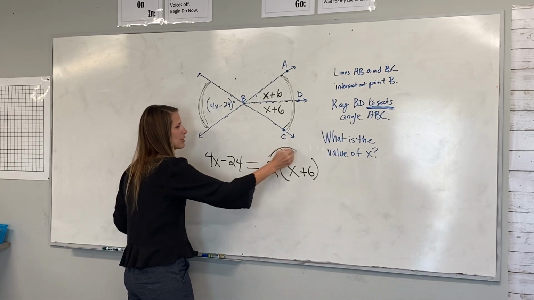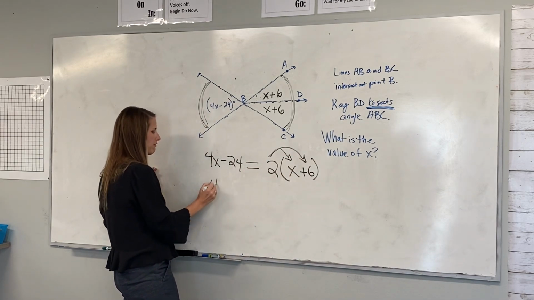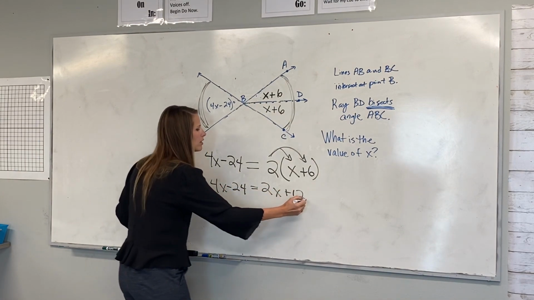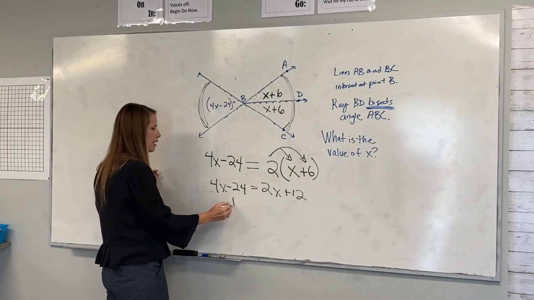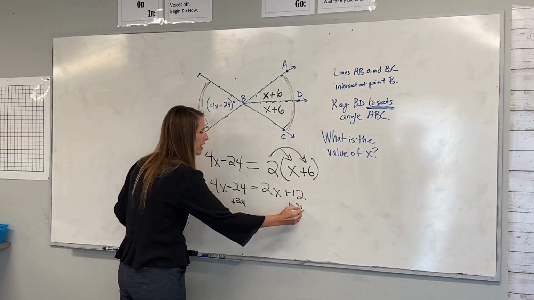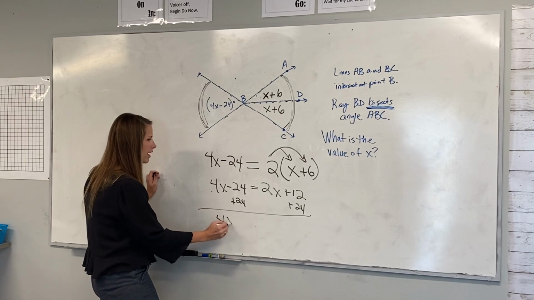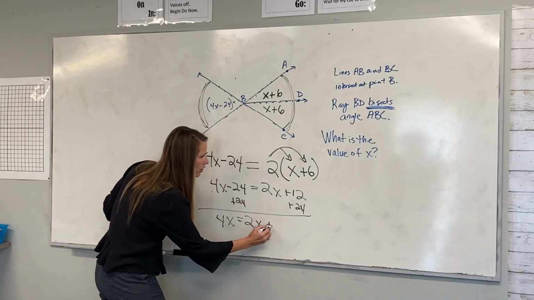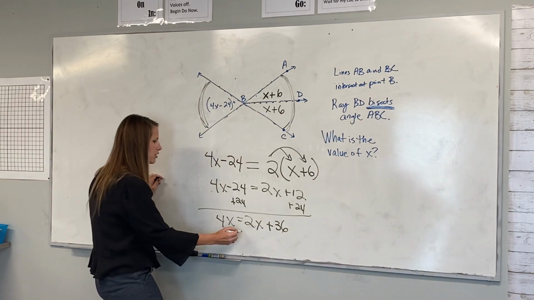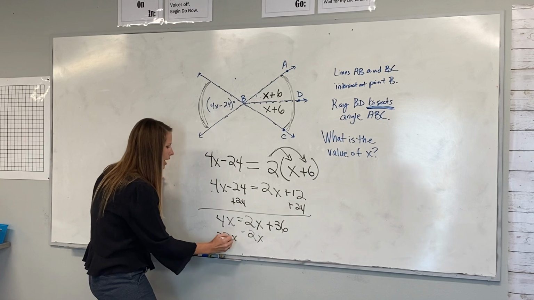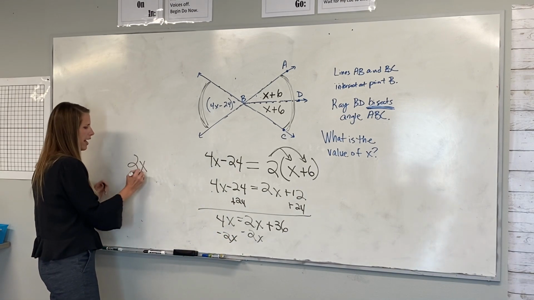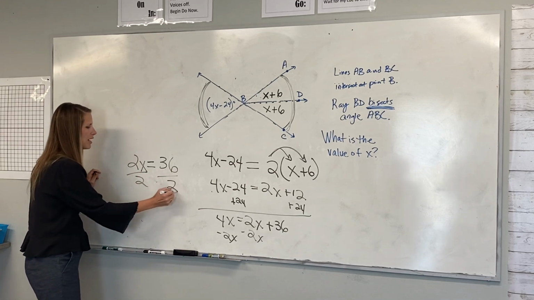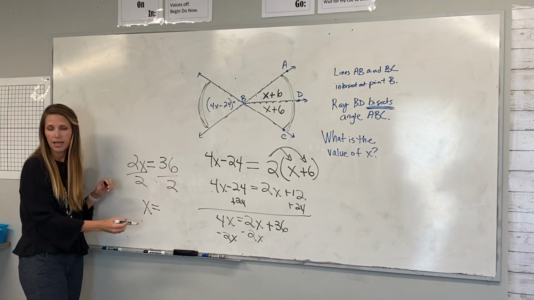Okay, I'm going to distribute my 2 to my x and my 6. So I get 4x minus 24 equals 2x plus 12. Then I just solve. I can do plus 24 plus 24. I get 4x equals 2x plus 36. I can do minus 2x minus 2x. I get 2x equals 36. Divide by 2, divide by 2, and x equals 18.